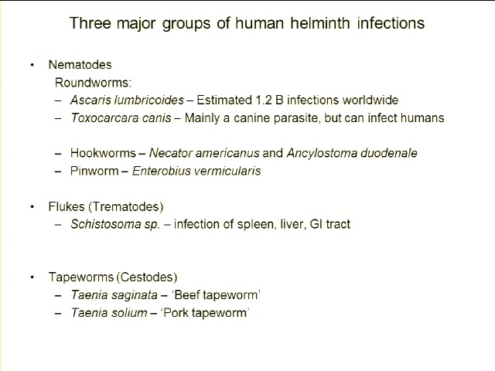Now, flukes, also called trematodes, are caused by Schistosoma species, and they infect the spleen, the GI tract, and especially the liver. And tapeworms are called cestodes, and there are two species. Taenia saginata is the beef tapeworm, and Taenia solium is the pork tapeworm. The pork tapeworm is particularly dangerous to humans, and it can cause blindness or death. The beef tapeworm is relatively harmless. It will rob nutrients from a person, but it's important to distinguish these two, because you don't want to have a pork tapeworm. So if you have a tapeworm, we need to find out what type it is, because you don't want to have the pork one.